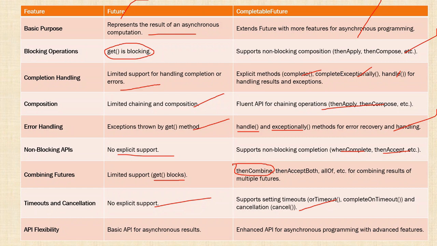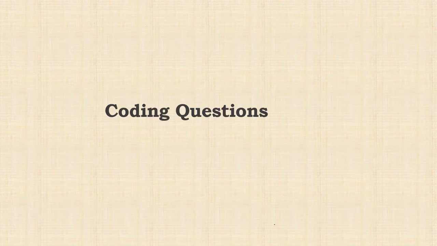API flexibility: Future has a basic API for asynchronous results, while CompletableFuture has an enhanced API for asynchronous programming with advanced features. So I think we have discussed everything. We understood the concept of the Future interface and the CompletableFuture interface. Now we are going to do some coding so that you will understand easily.